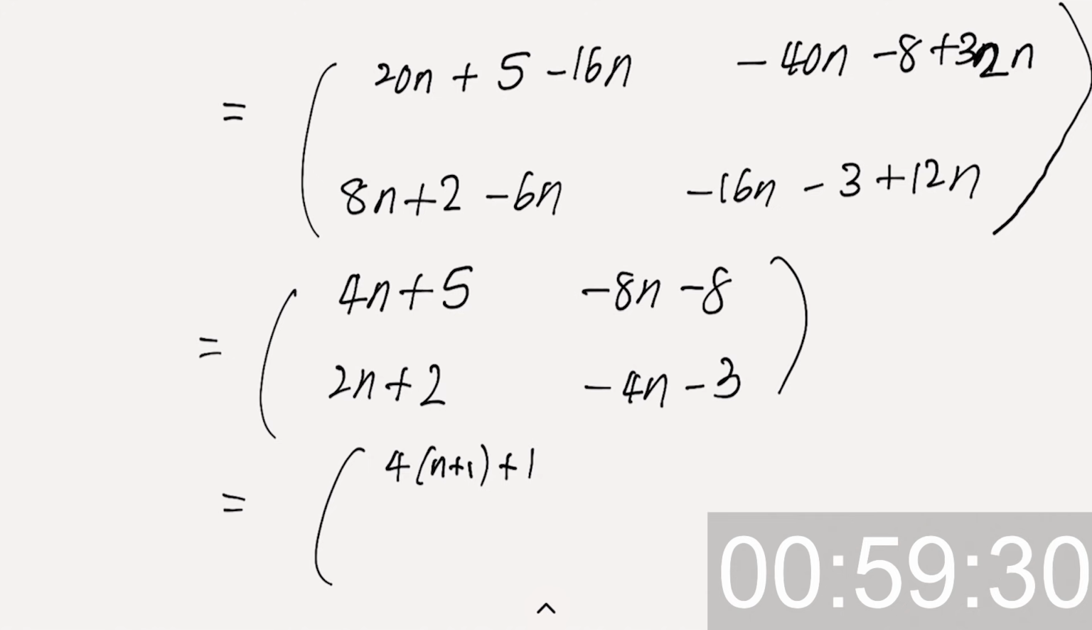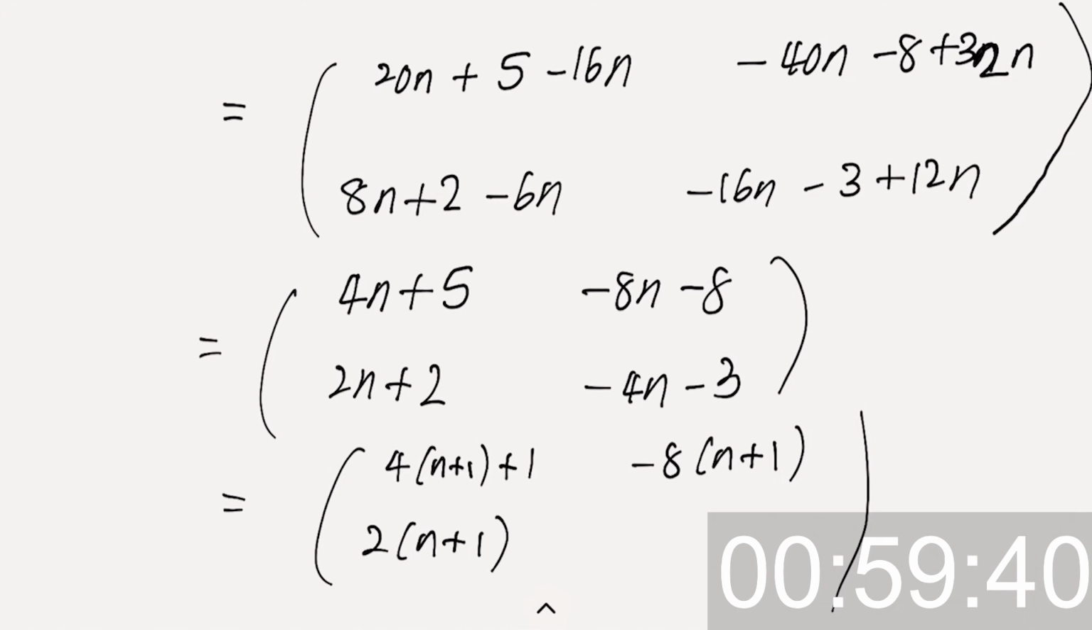That's what I wanted. That one over there is just minus 8 lots of n plus 1, which is what I wanted. That is just 2 lots of n plus 1, which is what I wanted. And then this last one I want as 1 minus 4 lots of n plus 1, which is 1 minus 4n minus 4 minus 3. Perfect. So true by induction.